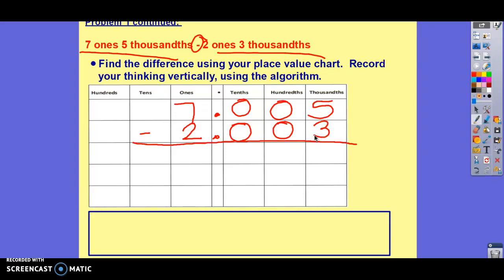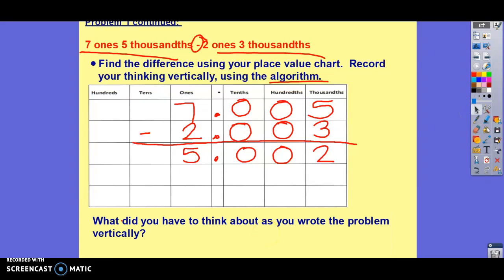And we can begin our subtraction using the algorithm called the standard algorithm, thinking vertically. So we're going to start with our first value. 5 minus 3 is 2. 0 minus 0 in the hundredths place. 0 minus 0 in the tenths place. And 7 minus 2 in the ones place. Our correct answer, we write it out in word form in your journal: 5 and 2 thousandths.